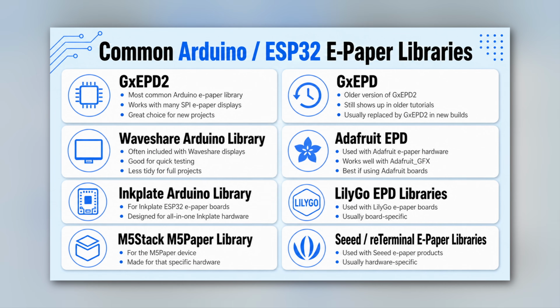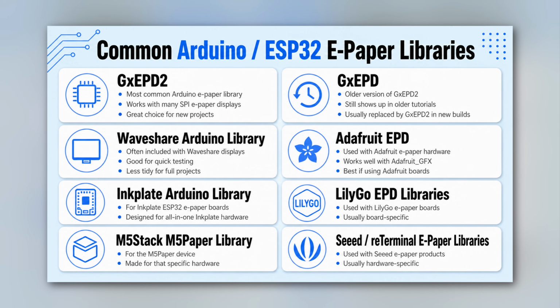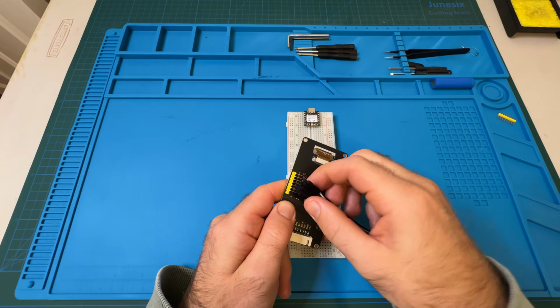on the screen. One thing to keep in mind is that your e-paper display might be significantly different to mine. The wiring is usually pretty straightforward, but the display driver in the code needs to match your actual display model. That's one of the slightly annoying parts of working with e-paper displays. But once the correct driver is selected, the rest is fairly simple.